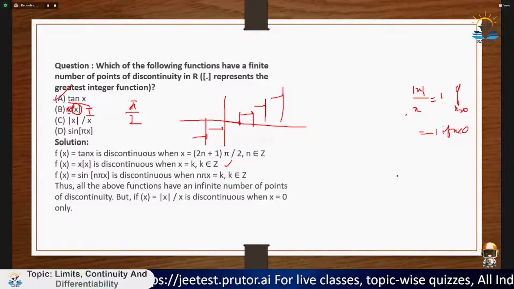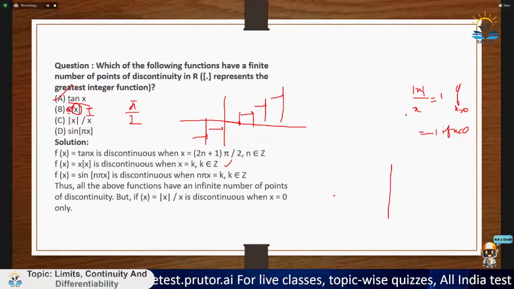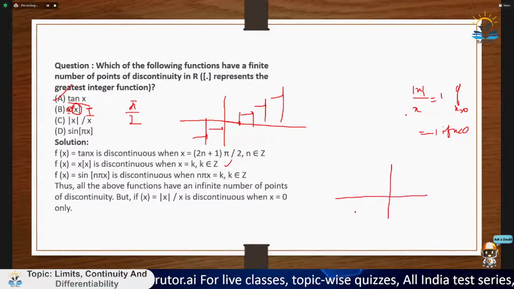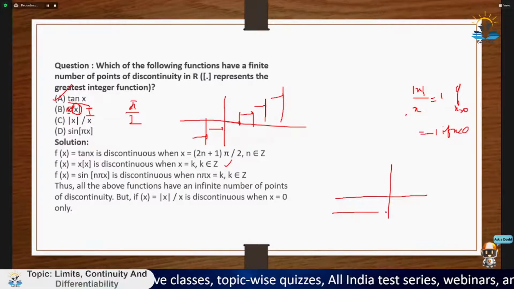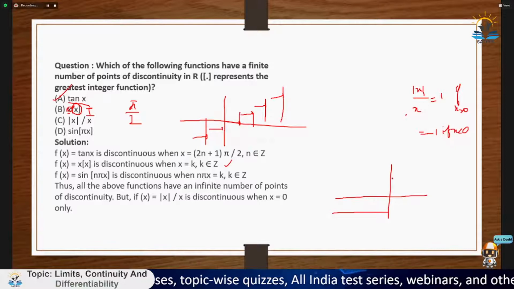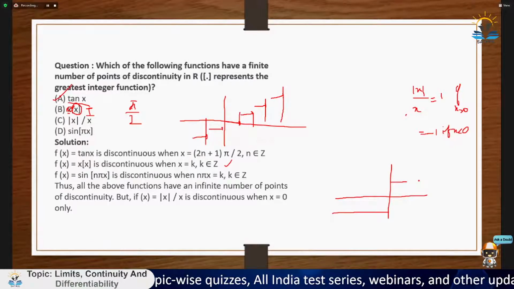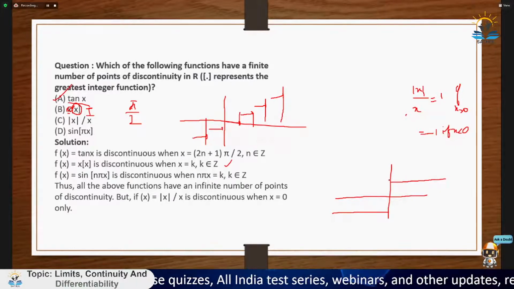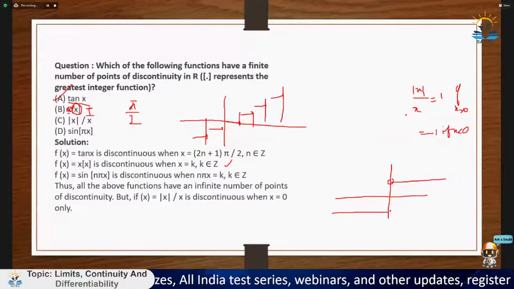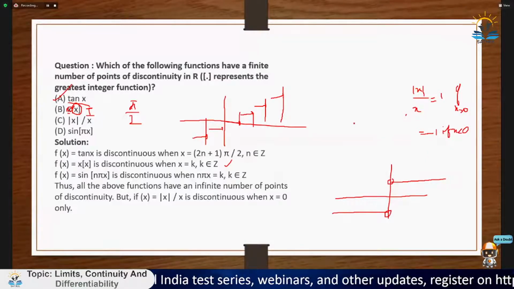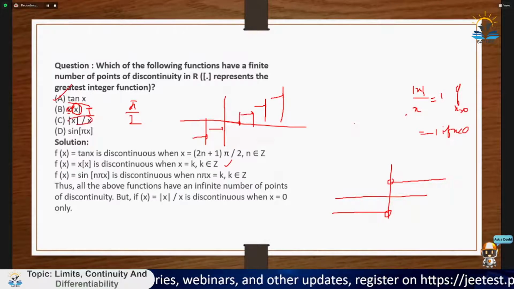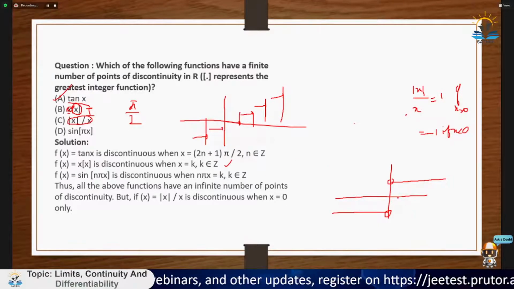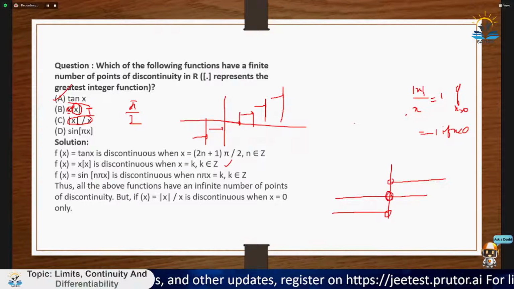Okay, so what will its graph look like? Its graph will be something like this. When x is less than 0, this is equal to -1, that is this thing. And when x is greater than 0, it will be something like this. The answer will be 1 only. So at this point there is discontinuity, because at x equal to 0 you are getting 0 by 0 form, which is indeterminate. So mod x by x is discontinuous only at x equal to 0.